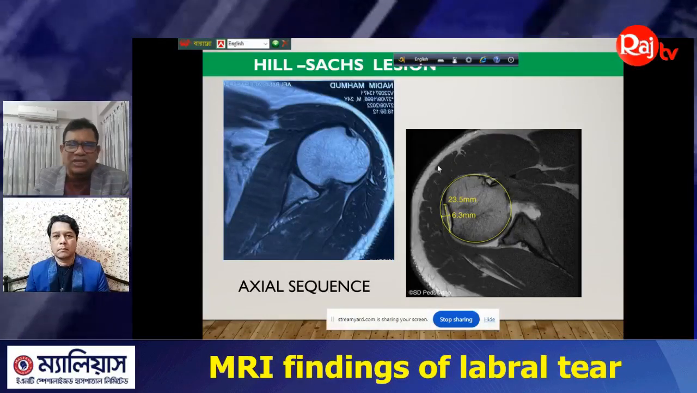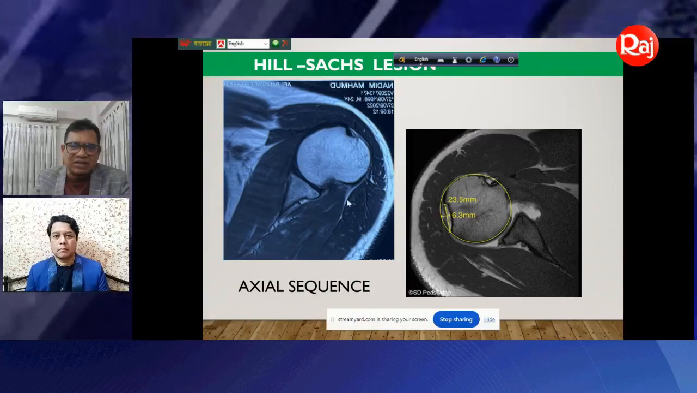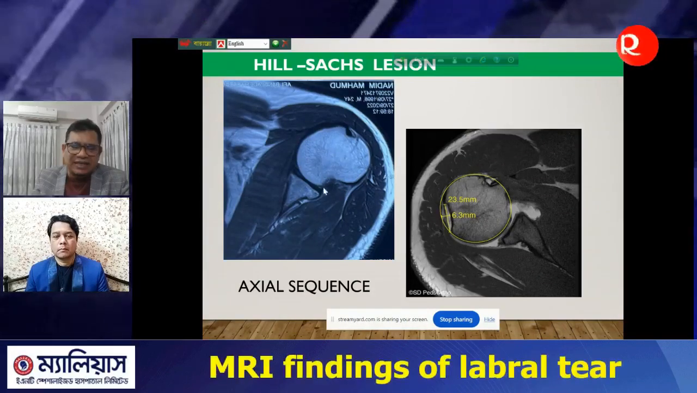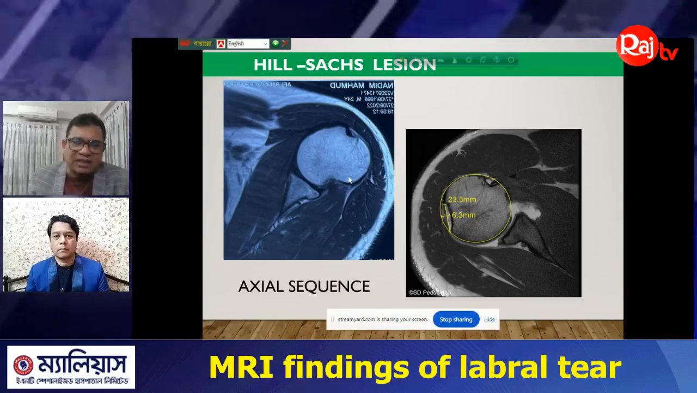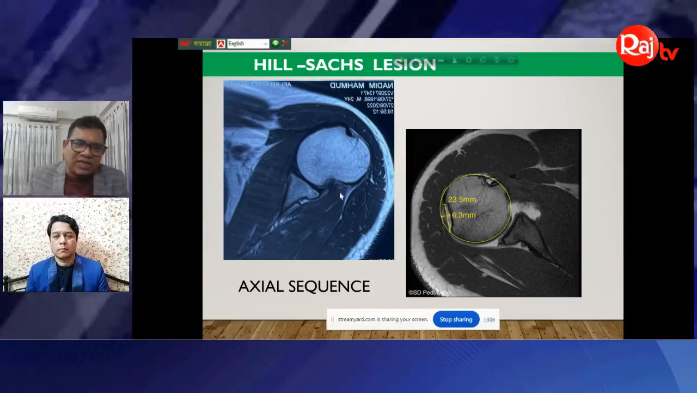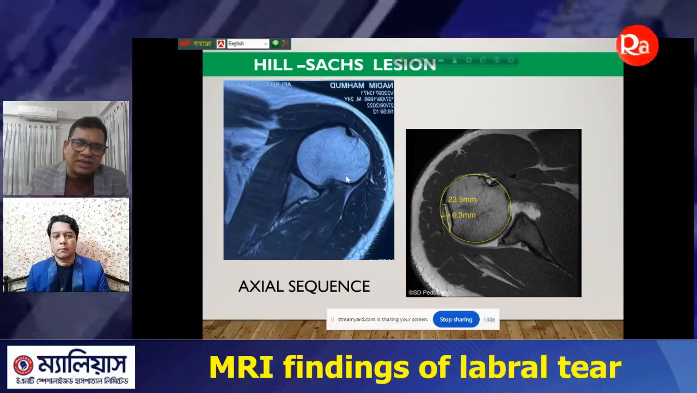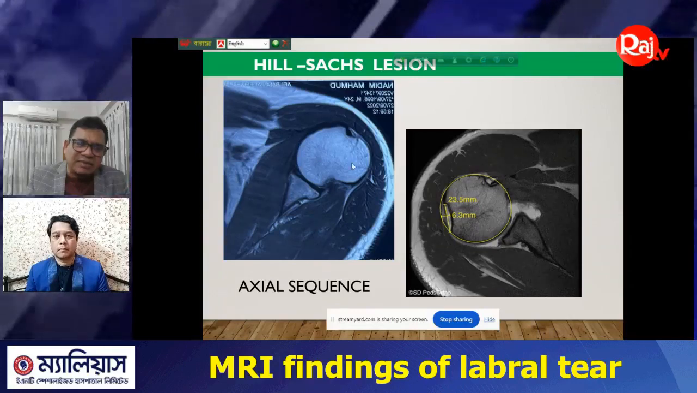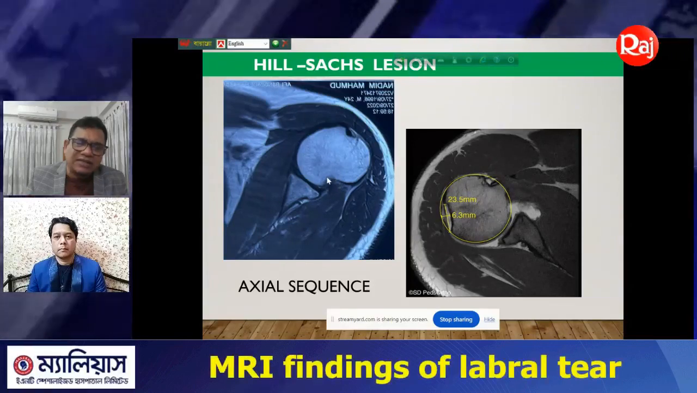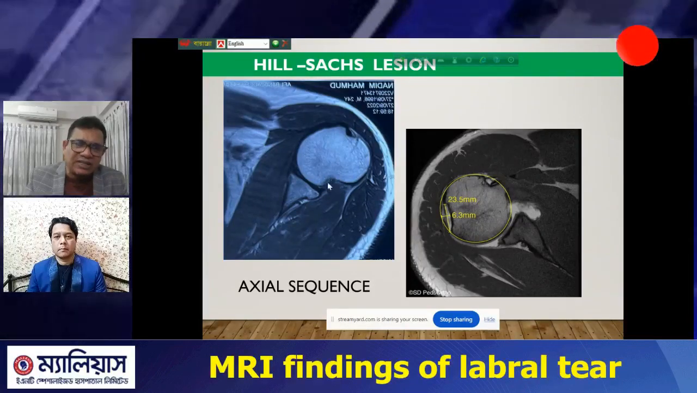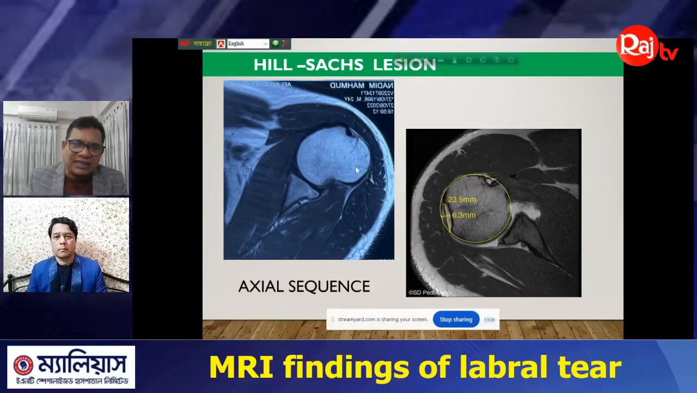And now we come to the Hill-Sachs lesion. Hill-Sachs occurs with chronic anterior instability of the shoulder. There is an impression fracture at the superolateral part of the humeral head. In literature review, there is about 60 to 70% Hill-Sachs lesion when there is a first-time dislocation, but with recurrent dislocation, it is about 80 to 90%.